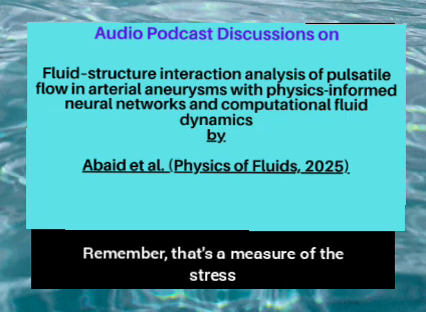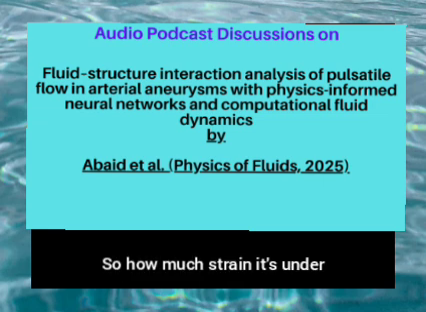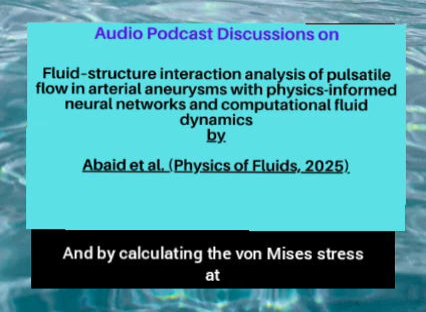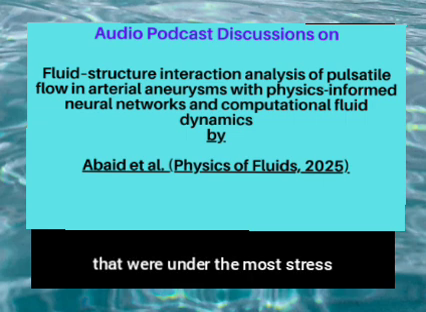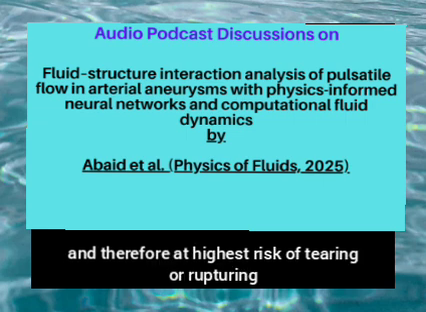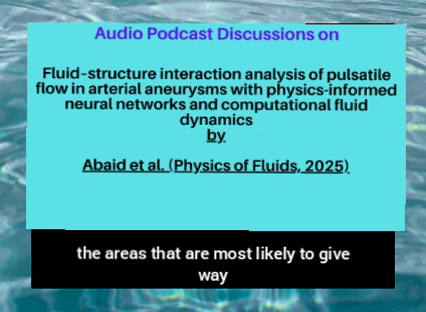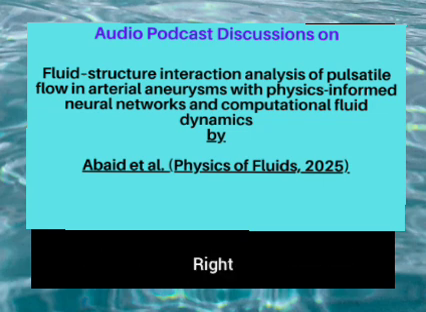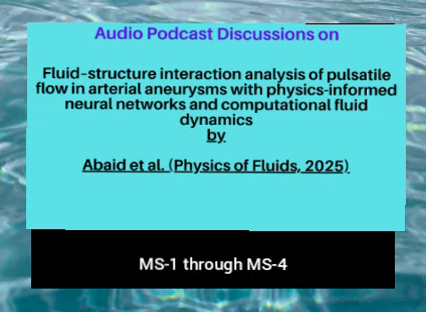Remember, that's a measure of the stress within the wall of the aneurysm itself. Right, so how much strain it's under. Exactly. And by calculating the von Mises stress at different points in the aneurysm, they could identify the areas that were under the most stress and therefore at highest risk of tearing or rupturing. Okay, so they're looking for the hot spots, the areas that are most likely to give way. Right. And they did this for each of the 4 Marfan syndrome cases, MS1 through MS4.